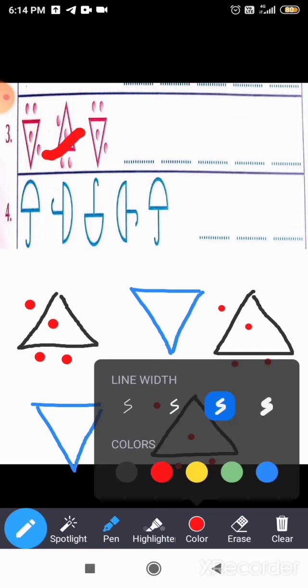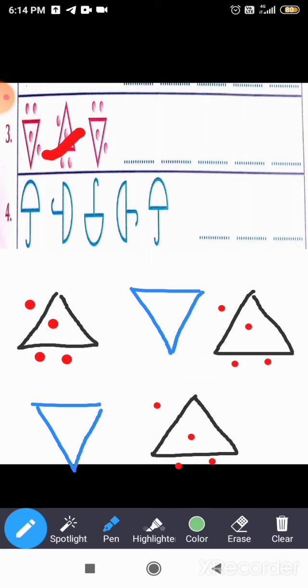In the inverted triangle, how we are going to put the dots? See, the inverted means the first one, one inside, two up, and one here. One inside, two up, and one on the right side. I hope it's clear.